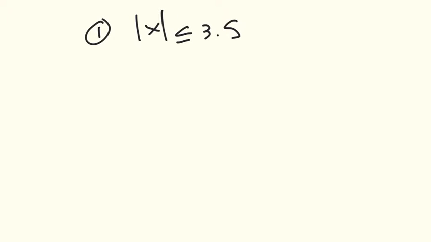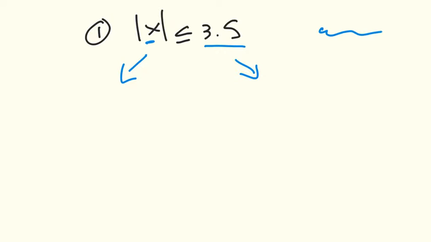Now here, notice that we've got the absolute value of x is less than or equal to 3.5. Remember, absolute value means the distance from 0 on the number line. So we're asking ourselves what numbers have an absolute value, a distance from 0 on the number line, that's less than 3.5. Well, we're going to split this into two separate inequalities, just like we do with equations.